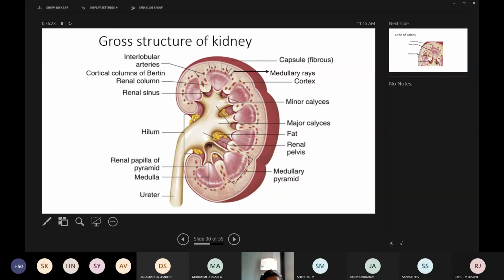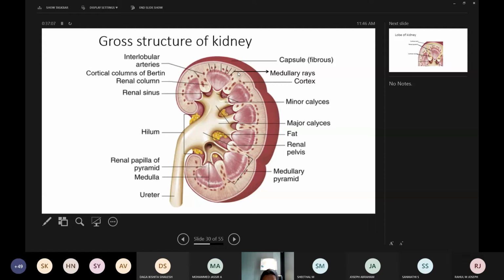This space is called the renal sinus, which is made up of the cup-shaped structures called minor calyces. This apex of the renal pyramid will open in the minor calyx. The renal papilla contains the ducts of Bellini. So in the cortex, we have the nephrons and the striated structures, which are called medullary rays. From the renal pyramid, these medullary rays extend upwards. These medullary rays are nothing but the collecting ducts.